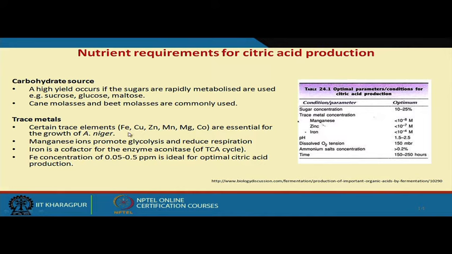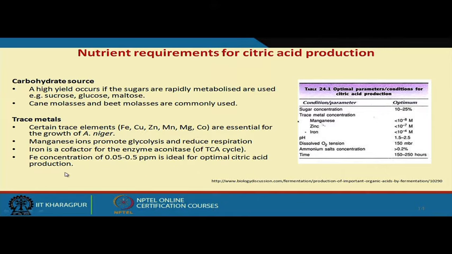Certain trace elements like iron, copper, zinc, manganese, magnesium, and cobalt are essential for the growth of Aspergillus niger. Manganese ion promotes glycolysis and reduces respiration. Iron is a cofactor for the enzyme aconitase in the TCA cycle. Iron concentration of 0.05 to 0.5 ppm is ideal for optimum citric acid production.